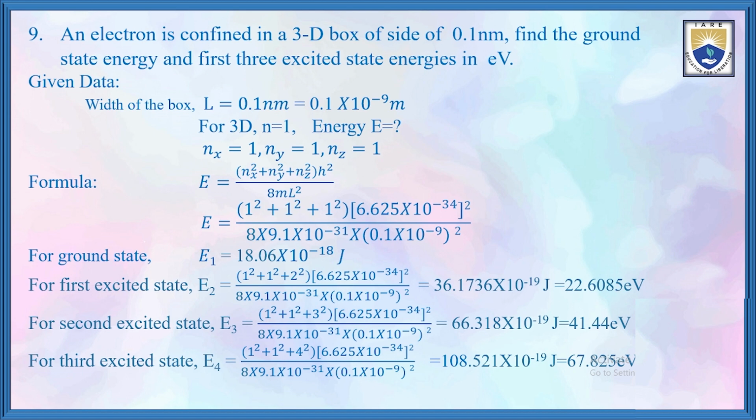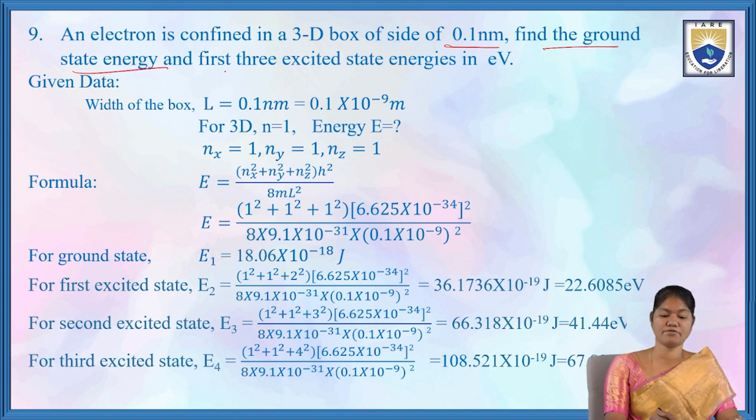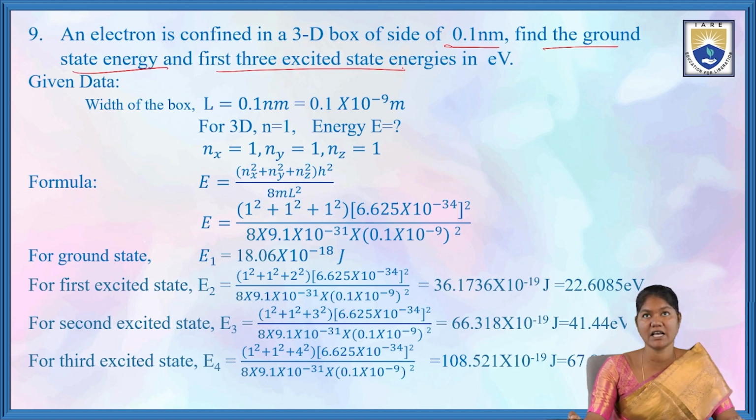An electron is confined in a 3-dimensional box of side 0.1 nanometer. Find the ground state energy and first 3 excited state energies in electron volts. So the electron is in a 3-dimensional box, having the width 0.1 nanometer.